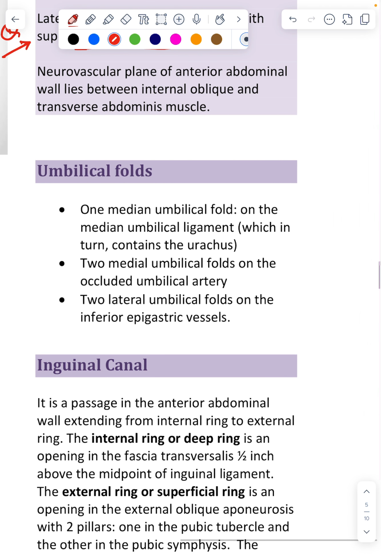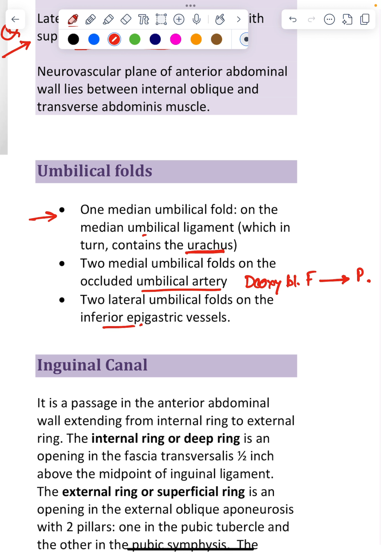Umbilical folds. The median one in the center is the median umbilical ligament, which contains the urachus with the bladder. Two medial umbilical folds laterally: these are the umbilical arteries. These umbilical arteries drain deoxygenated blood from the fetus to the placenta. And two lateral umbilical folds: these are the inferior epigastric vessels.